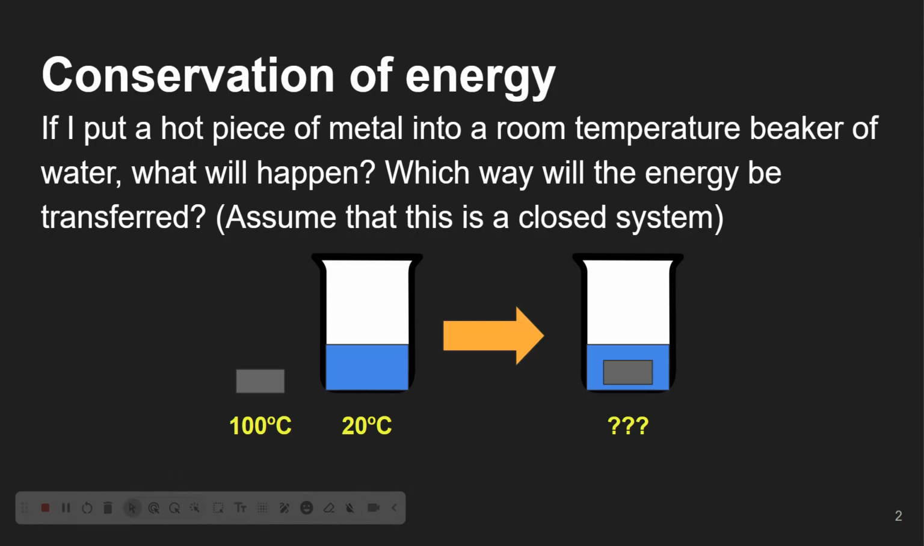Let's revisit the concept of conservation of energy. Let's say that I had a piece of metal that I had heated up, and then I placed it into a beaker of room temperature water. What would happen? Which way would the energy be transferred? Now let's assume that for these purposes this is a closed system.